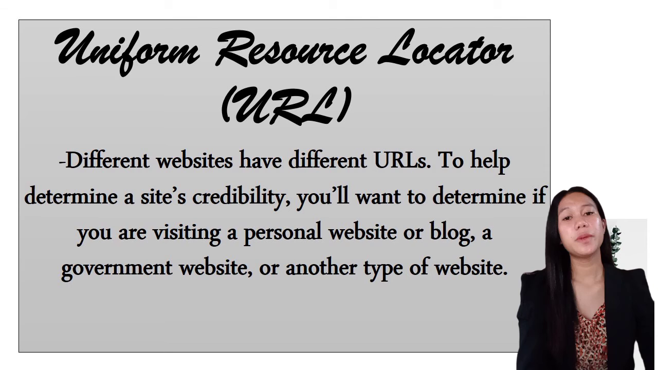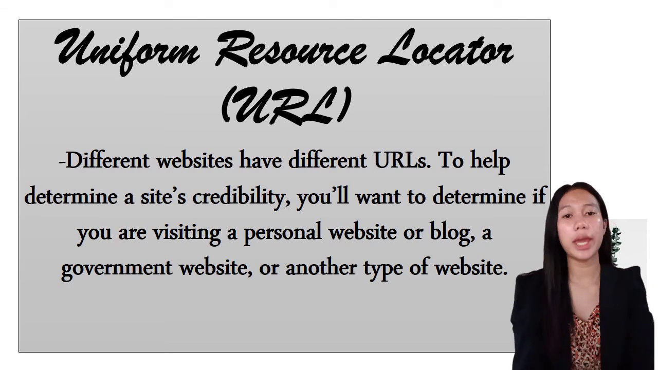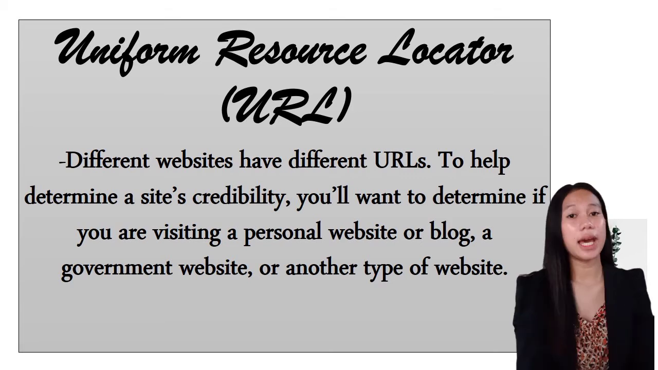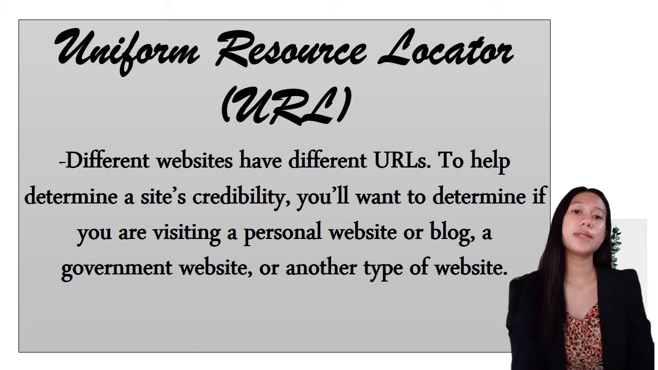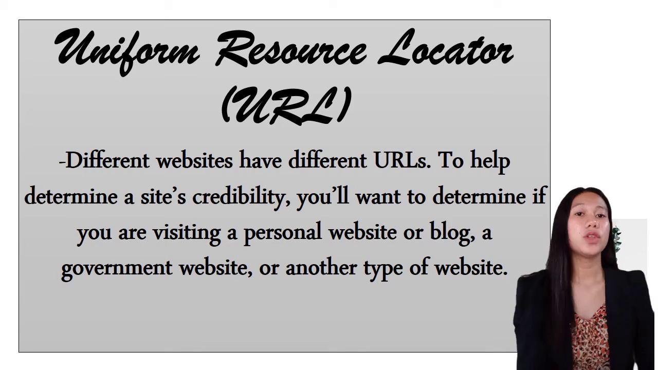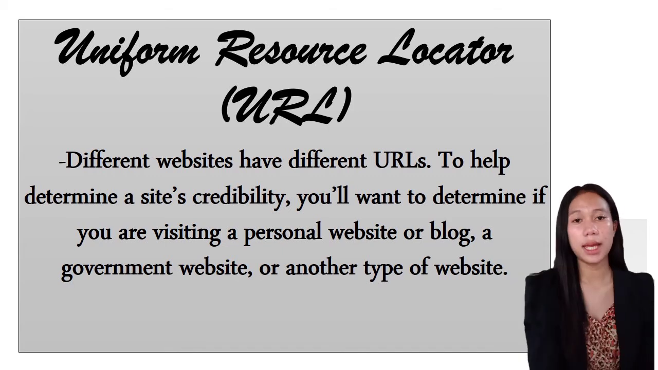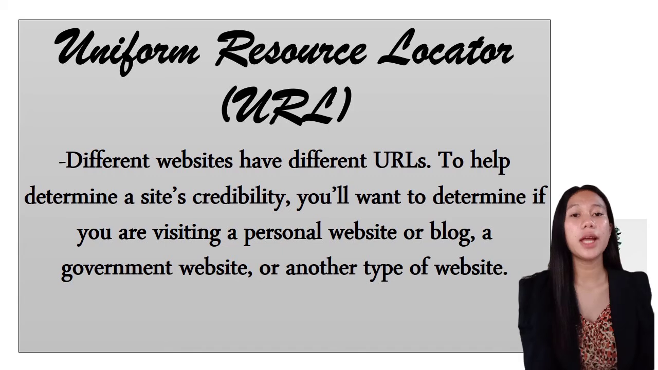So the last but not the least is the Uniform Resource Locator or the URL. What does the URL look like? Does it have a URL ending in .edu for education, .gov for government, .org for organization, .com for commercial site, or .net for network site? Different websites have different URLs. To help determine the site's credibility, you'll want to determine if you are visiting a personal website or blog, a government website, or another type of website.